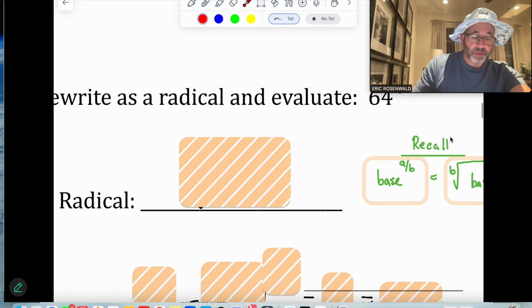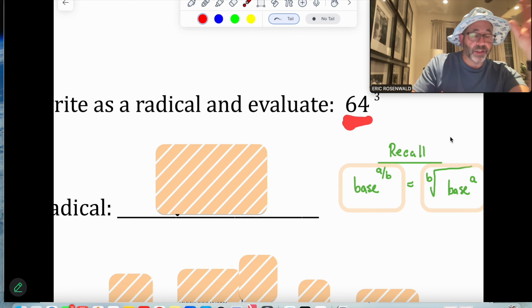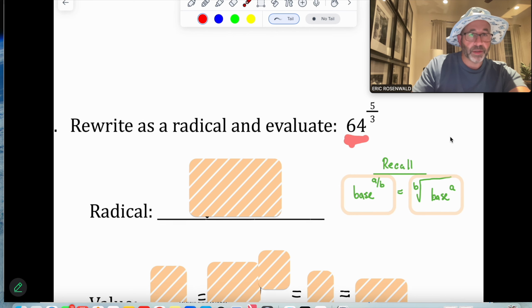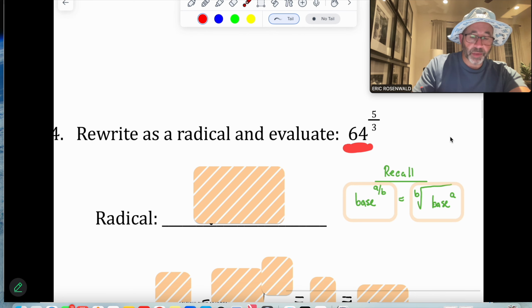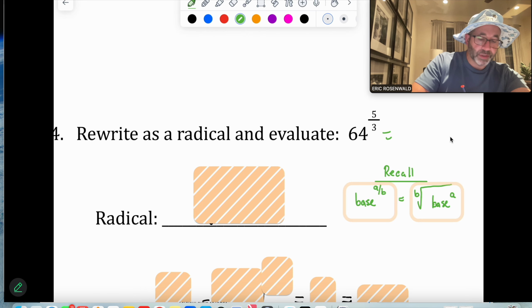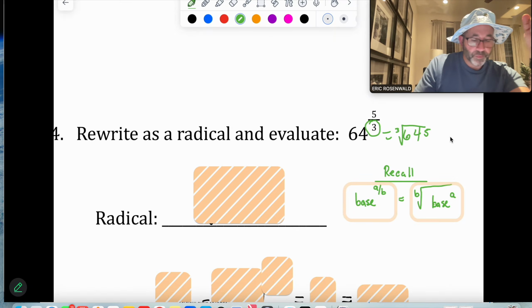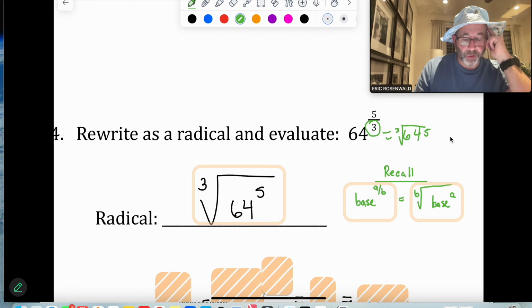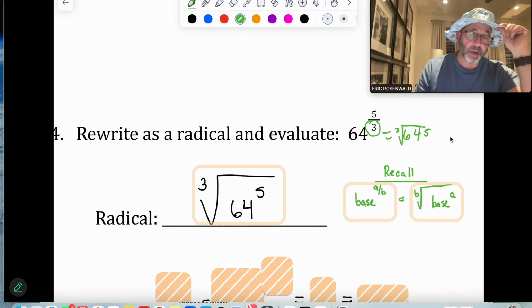So when we look at this value right here, that 64 stays the base. If we're going to write this out, we have 64 stay the base, we're going to have the root, and then this value, which is on the bottom, goes on the outside, and the 5 goes on the inside. So this is our answer in radical form: cube root of 64 to the 5th power.